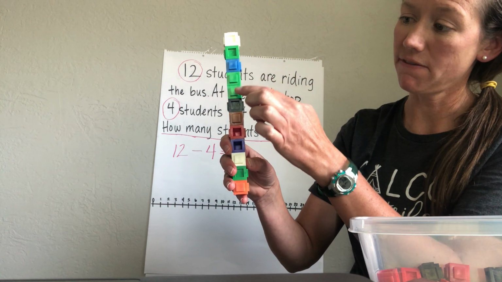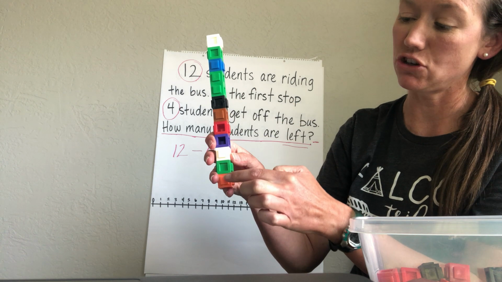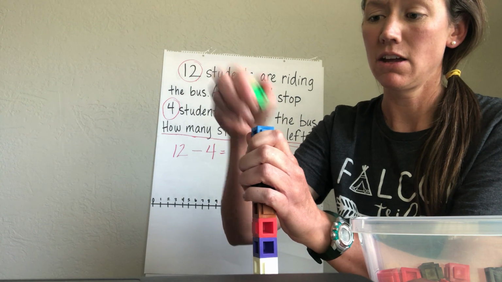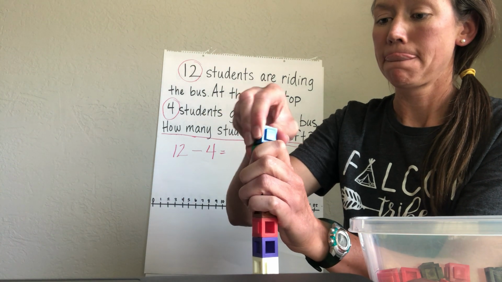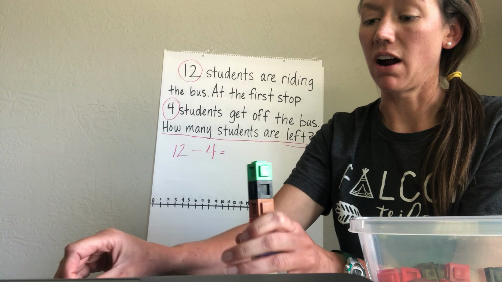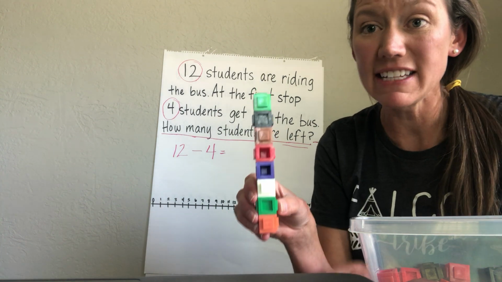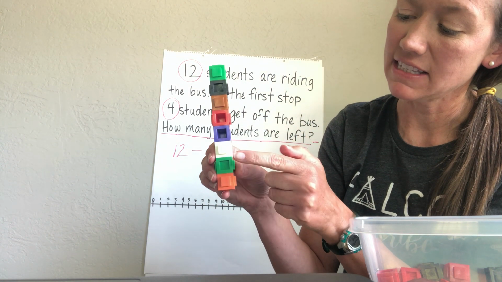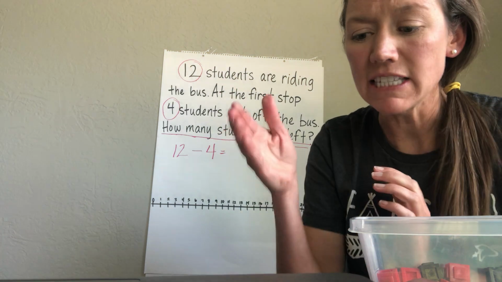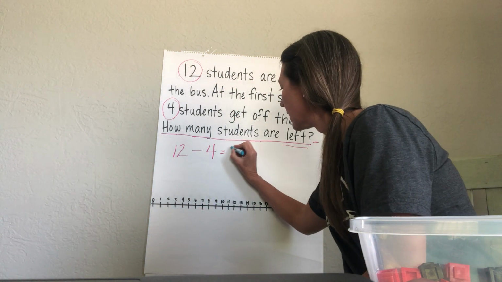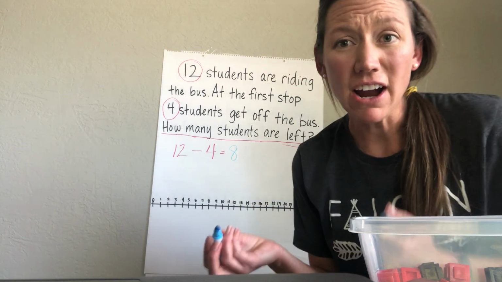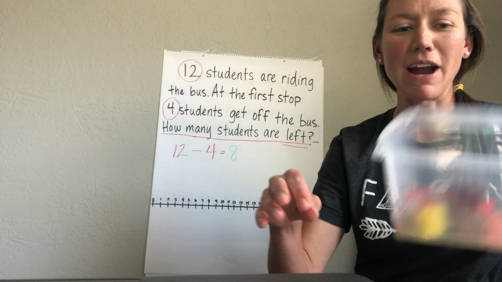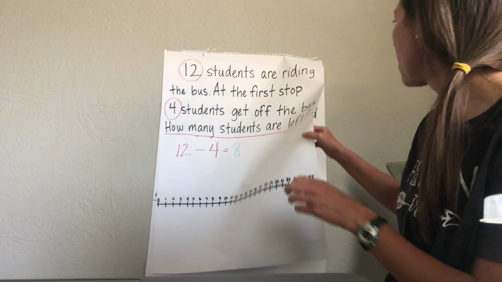1, 2, 3, 4, 5, 6, 7, 8, 9, 10, 11, 12. Oh, 4 got off. So I'm going to take away 4. 1, 2, 3, 4. I like using manipulatives because I could really take them off. Let's count how many we have left. 1, 2, 3, 4, 5, 6, 7, 8. So there must be 8 students on the bus still. Remember, I don't care how you solve it, but find a way that works for you. Okay, great job. Let's look at one more problem together today.